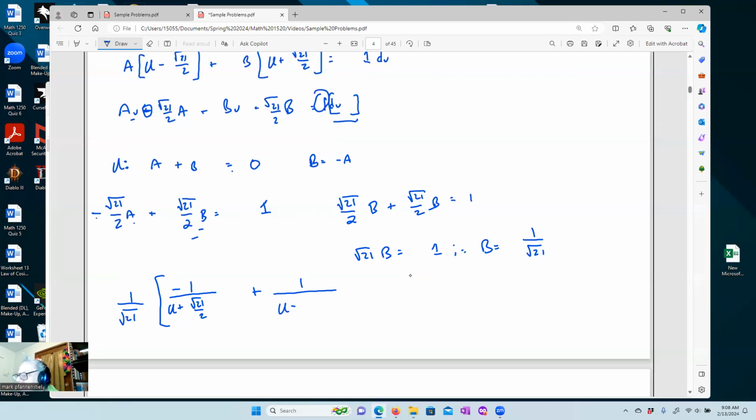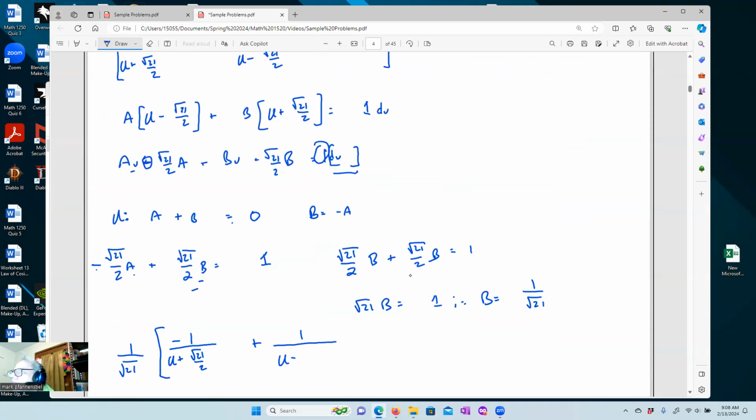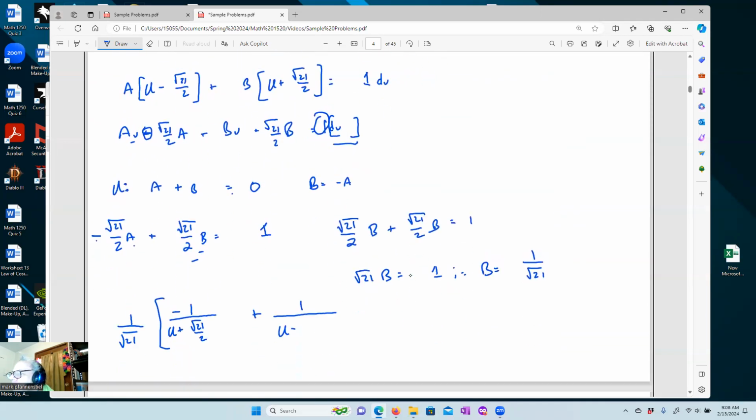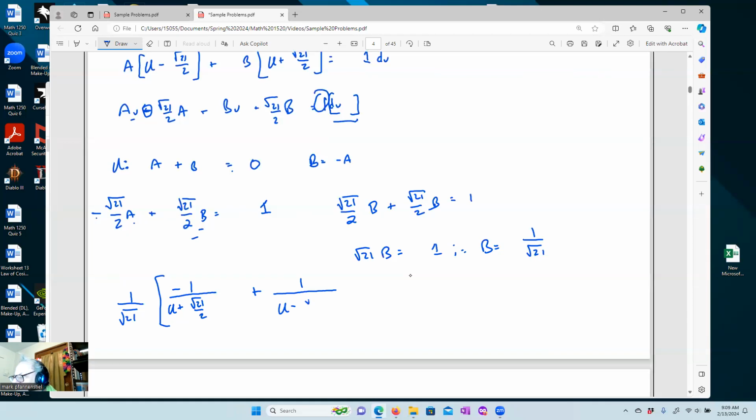And I have a u. It looks like a minus. Yeah, there's a minus root 21 over 2. There we go. All right. And then we have to integrate this thing. We'll put the du back in now. Okay, and we're just going to integrate.